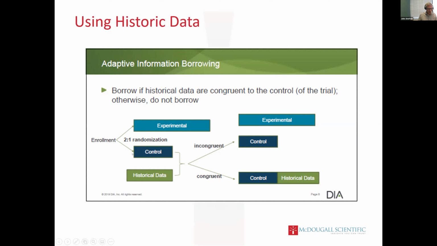And we might have a small control arm, but there might be historic data available that we can combine with that control arm to get a much larger control arm. This historic data might be from other studies. It might be from registry studies, observational studies. It might be from publications.